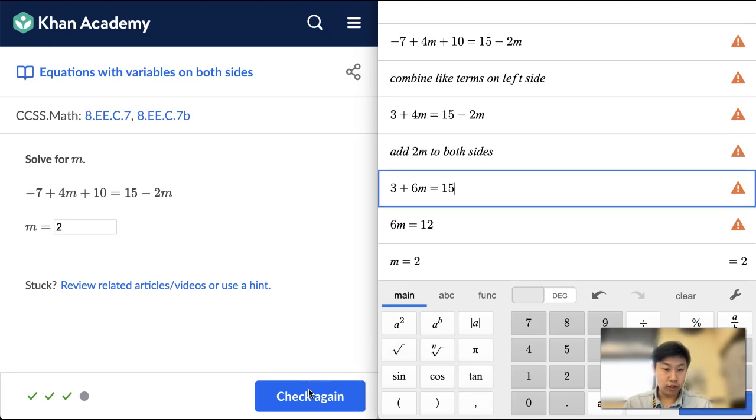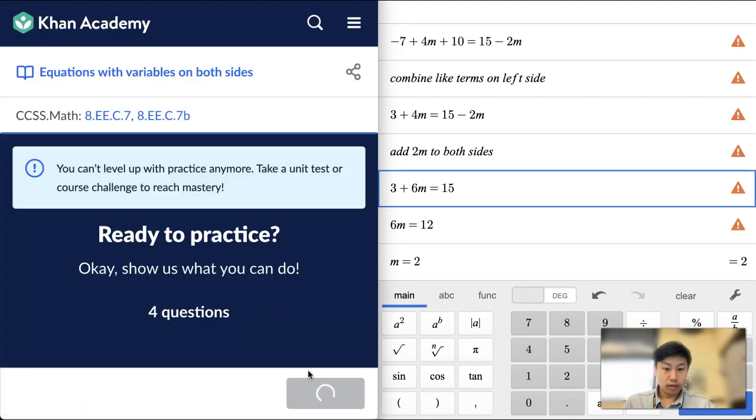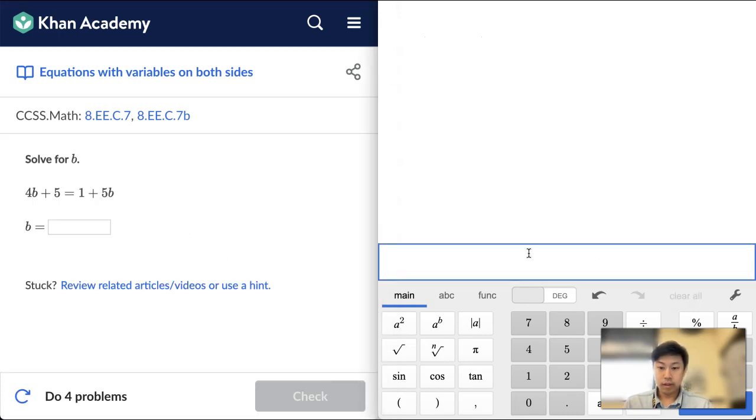Okay, I want to check it over here. Let's do one more of these. Refresh this page real quick. Okay, so I have 4b plus 5 equals 1 plus 5b.